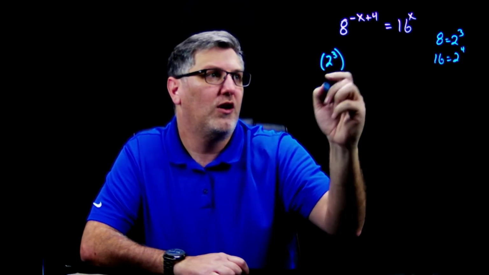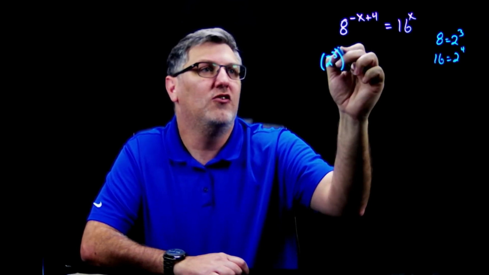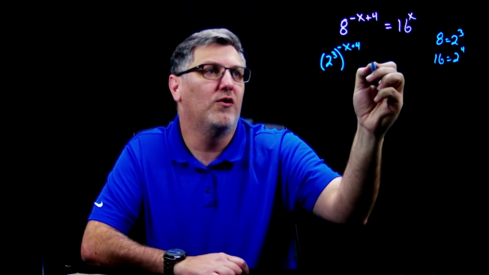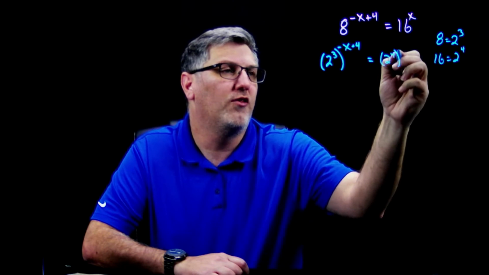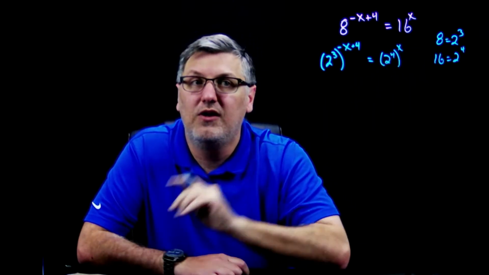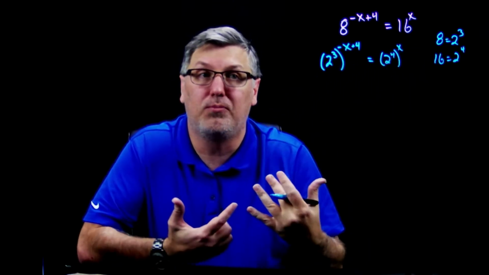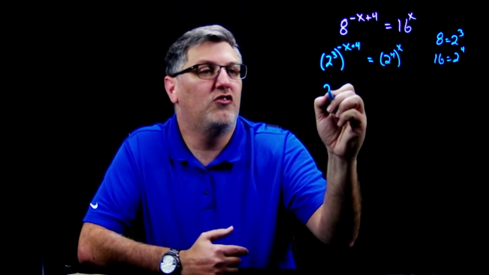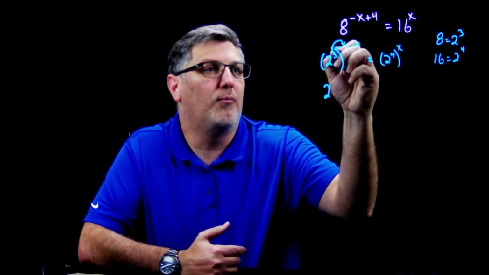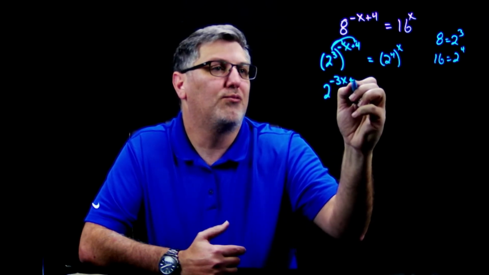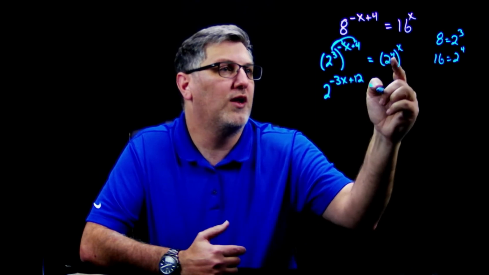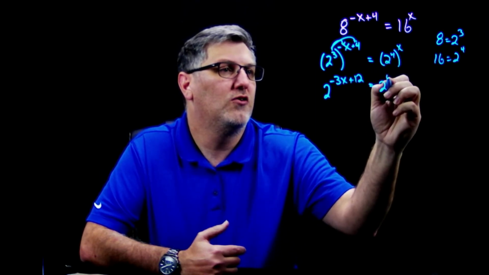So here we go. I know 8 I can write as 2 cubed. So I'm going to do 2 cubed, see how I put it in parentheses, to the negative x plus 4 equals, well, 16 is parentheses 2 to the 4th to the x. Now when we have a power to a power, we multiply. So we're going to have 2, and I'm going to do the distributive property. And I'm going to have negative 3x plus 12 equals, well, same here, if I multiply, I have 2 to the 4x.